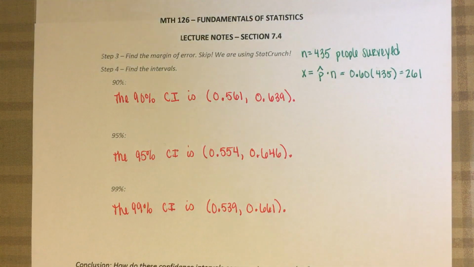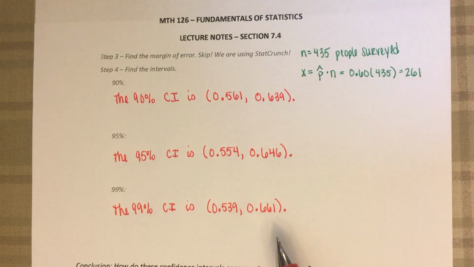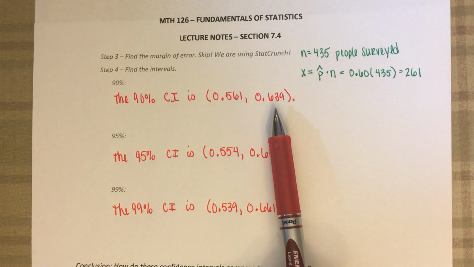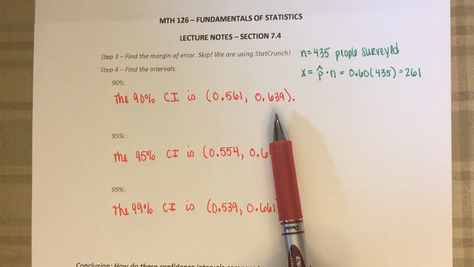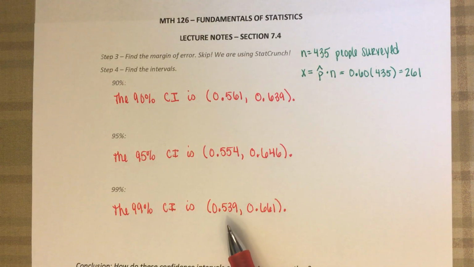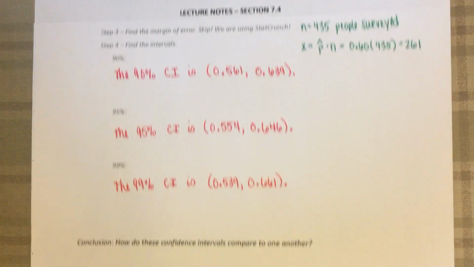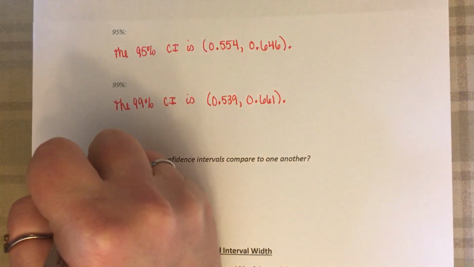Now if we compare these, notice that as we move down, our lower limit and our upper limit are moving further apart from one another. So here we're going from about 56% to 64%, so our confidence interval varies by about 8%. Where if we get down to here, we're going from 54% to 66%. Now we're looking at a confidence interval that ranges almost 12%. So how do these confidence intervals compare to one another?